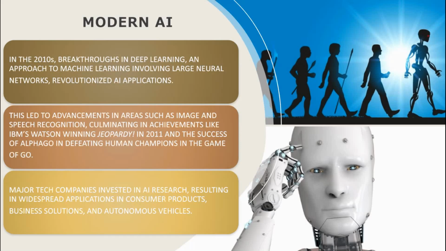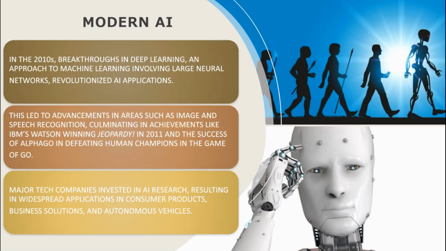And this is what we have as a modern system now. In the 2010s, breakthroughs in deep learning, an approach to machine learning involving large neural networks, revolutionized AI applications. And that has led to advancements in areas such as image and speech recognition, culminating in achievements like IBM's Watson winning Jeopardy, the game, in 2011, and the success of AlphaGo in defeating human champions in the game of Go. So computer systems taking over human games.